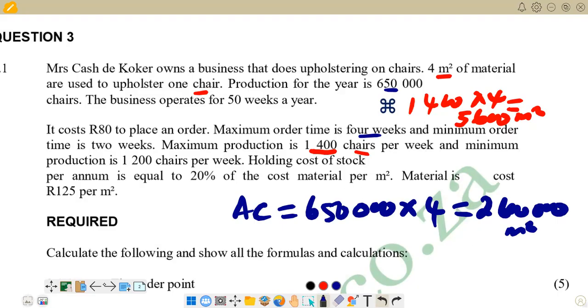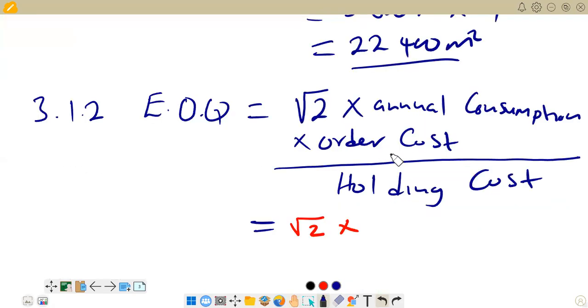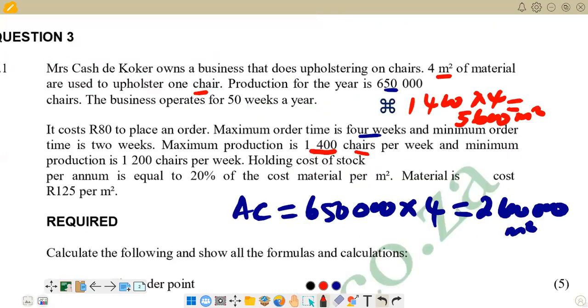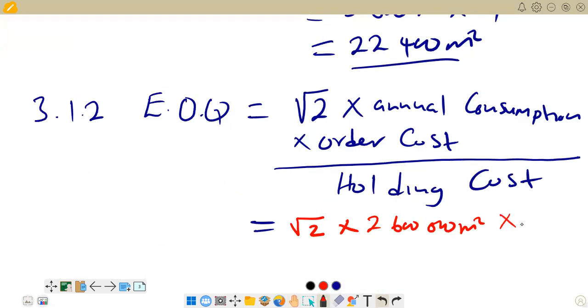So we can go back to put our figure for annual consumption here. So we are going to say 2,600,000 meter squared. And then we also multiply by the order cost. For the order cost, again, we go back to check. We are given here that it costs 80 rand to place an order. So this is going to be our order cost again. So we substitute that, then we multiply by 80. And this is going to be our numerator.